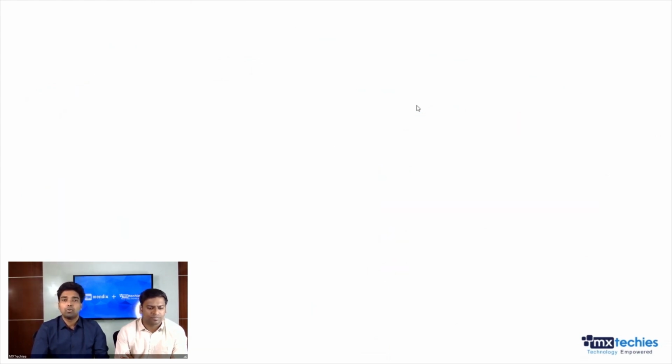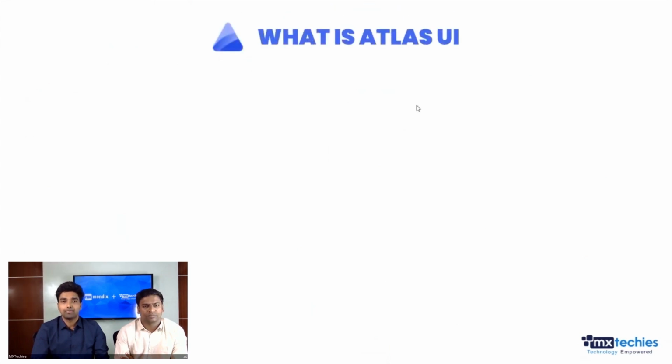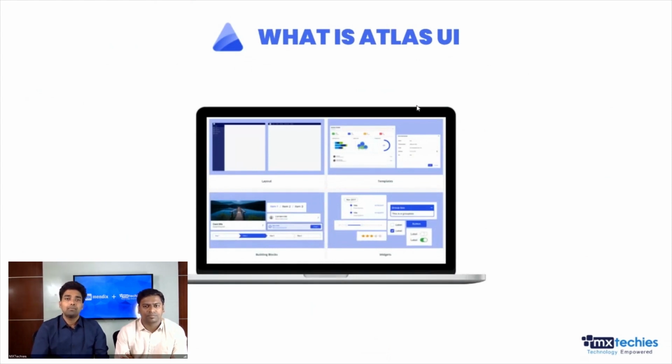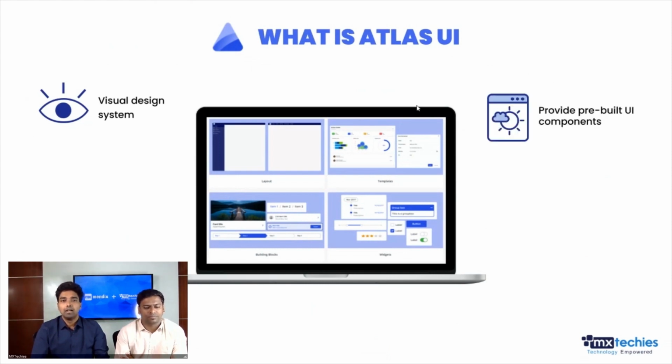Now let's talk about some more important things. We have several design systems for building an application. The Mendix platform follows Atlas UI as a design system. Atlas UI is a powerful tool for building visually appealing and user-friendly applications quickly and efficiently. It's a visual design system and framework for creating user interfaces in Mendix applications. It provides a set of pre-built UI components and design elements to help developers with color schemes, typography, and layout.